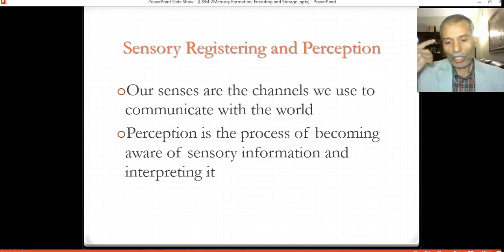When the information reaches the brain, the cortex, then we process that information, we become aware of its presence, and we begin working on interpreting it. That is perception. So when we say something is perceptual, it implies that it varies from person to person because our sensory mechanisms are not the same.